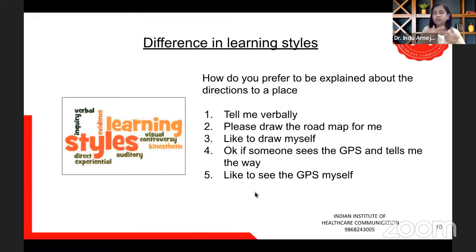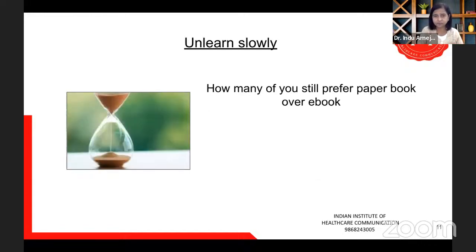We have different ways of connecting with the world. Some senses are our primary senses. They work all the time. Some senses are secondary. We have to see the content has to engage all senses. Then the third point about adult learning is they unlearn slowly. How many of you still prefer paper over ebook?